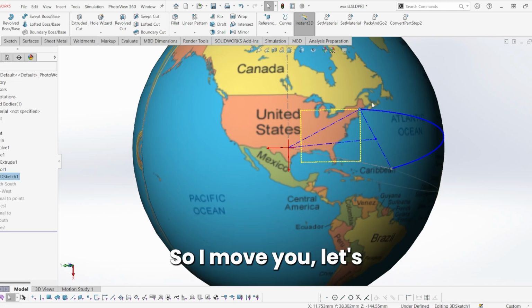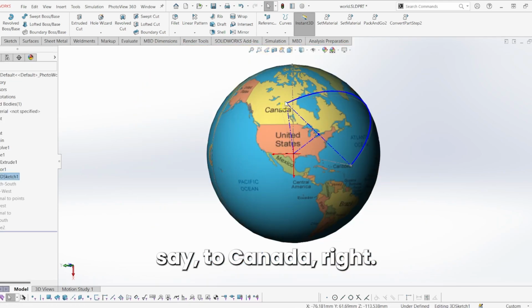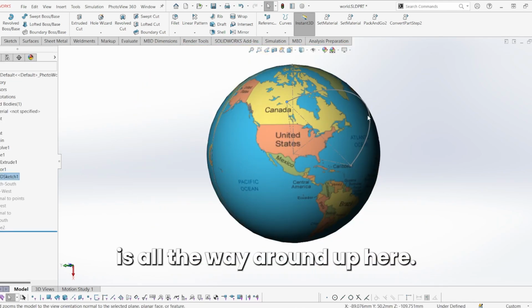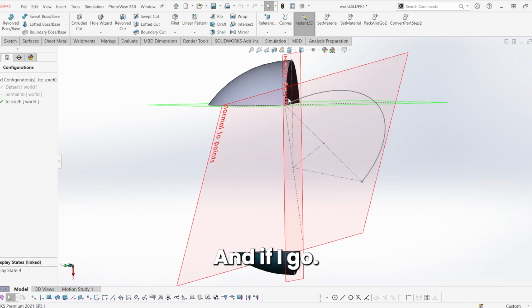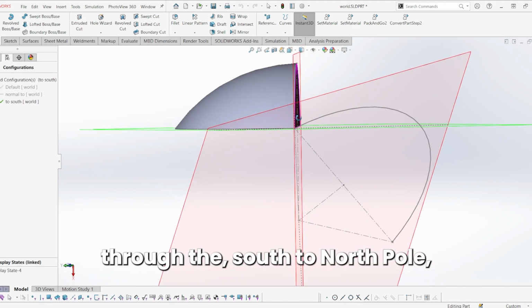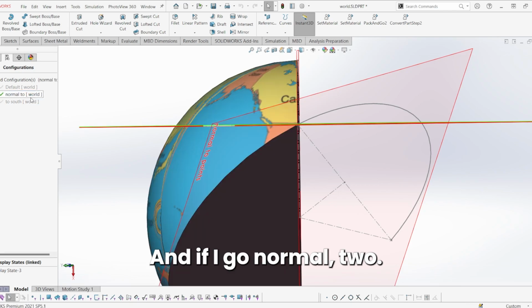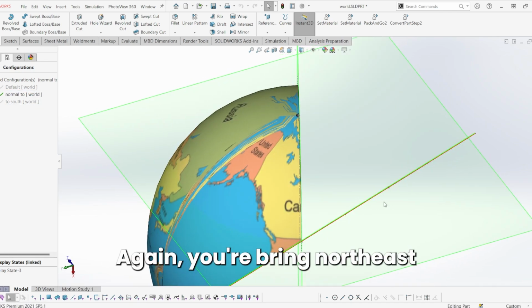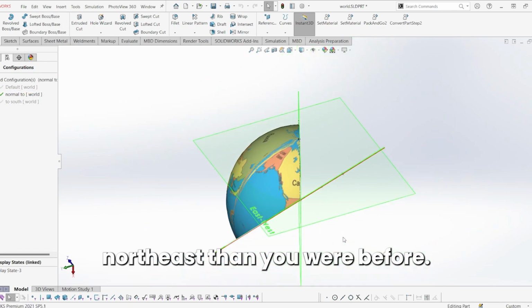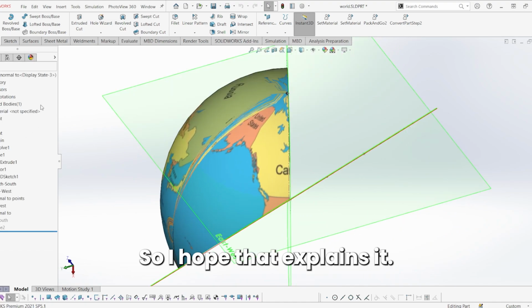If I move it, so I'll move you, let's say, to Canada, right? The shortest path is all the way around up here, and if I go cutting through the south to north pole, you're exactly southeast, whereas your geodesic path is not. And if I go normal 2, again, you're praying northeast, more northeast than you were before. So I hope that explains it.